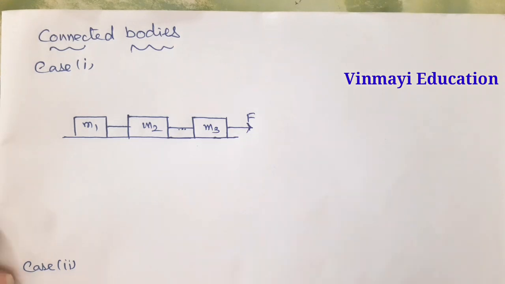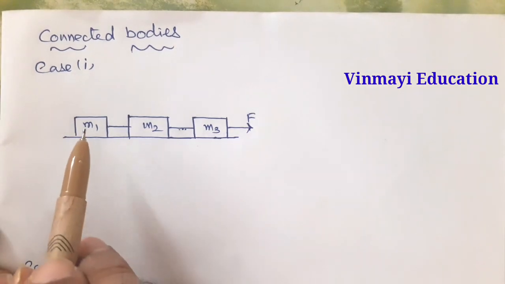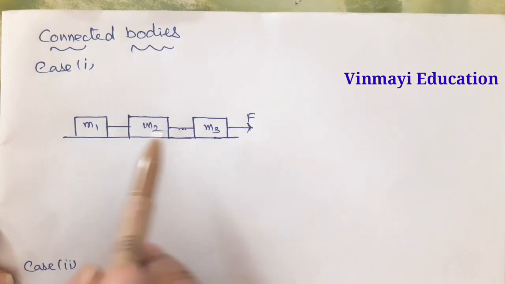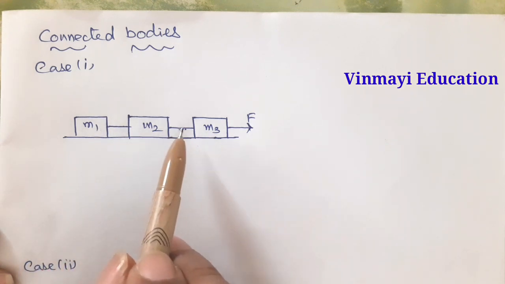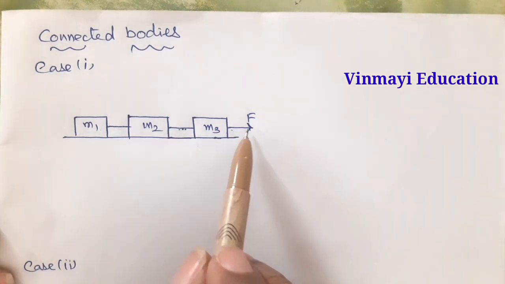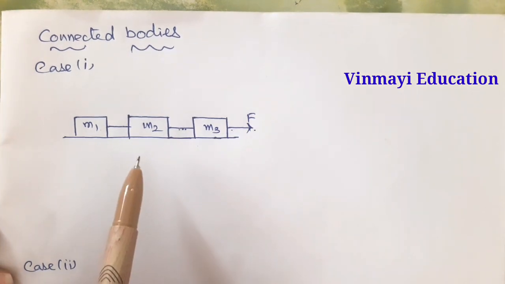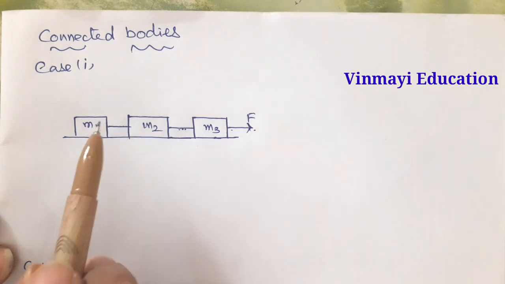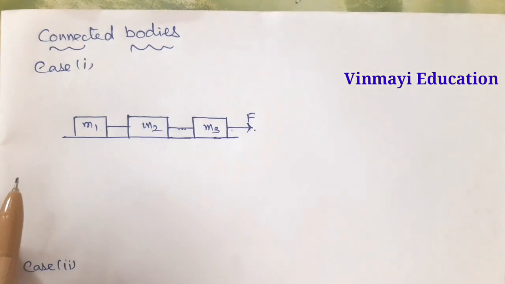Connected bodies. In the first case, three blocks of masses m1, m2 and m3 are connected by an inextensible string. Force is acting in this direction. Here we have to calculate the acceleration and the tension in the string.